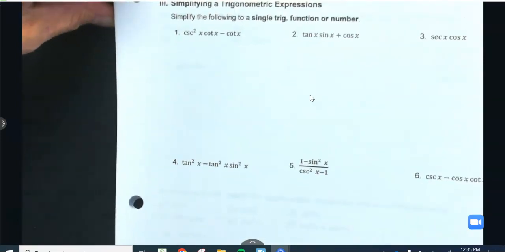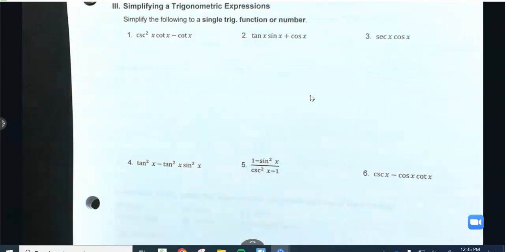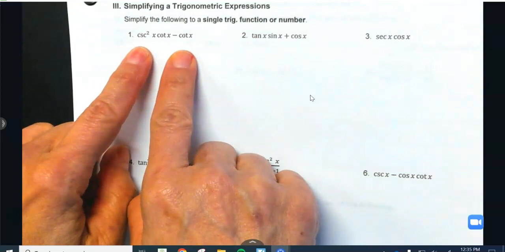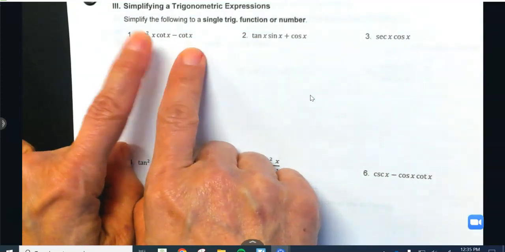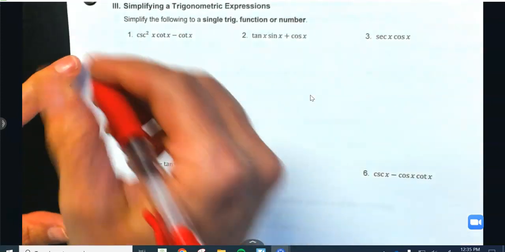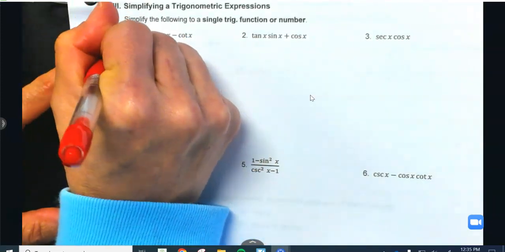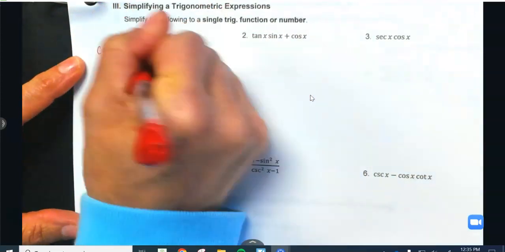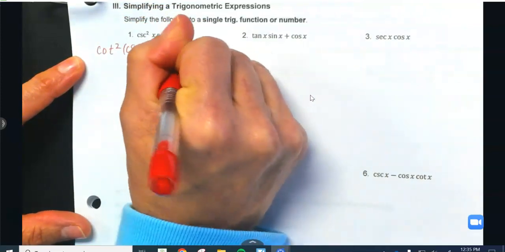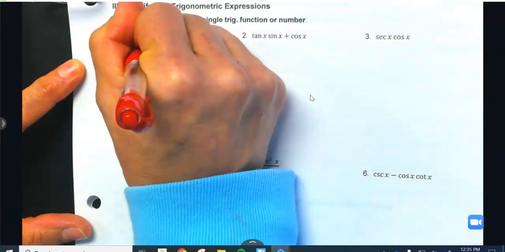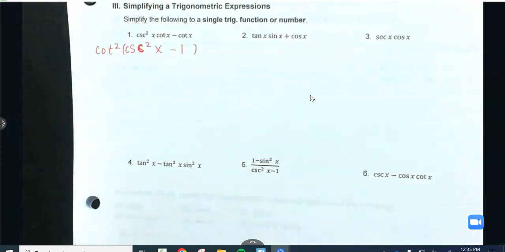Let me back up to number 1 because number 1 and number 2 frame things very nicely for us. Okay, on number 1, we're wanting to write it as a single trig function. There is certainly a GCF there. So we're going to factor out cotangent x. So the first line of my work is going to look like this. Any questions on that? I took out cotangent, and that's what's left.